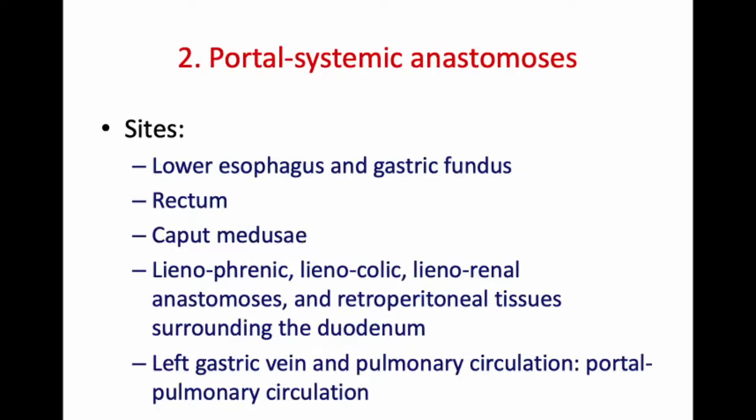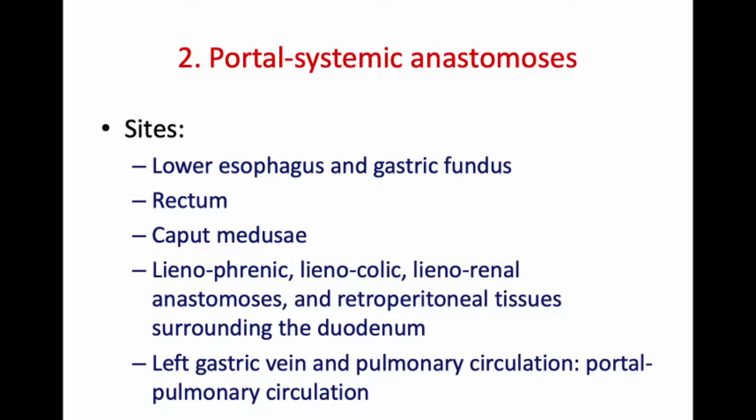Let's talk about the portal systemic anastomosis, which happens because of the congestion. These are the sites: the lower esophagus and gastric fundus. That's the most famous site. That is where it most commonly ruptures and gives rise to hematemesis and even death. It can also happen in the rectum, between the superior and inferior rectal arteries circulations. It can happen in the abdomen between the umbilical vessels and the epigastric vessels, giving rise to what's called caput medusae.